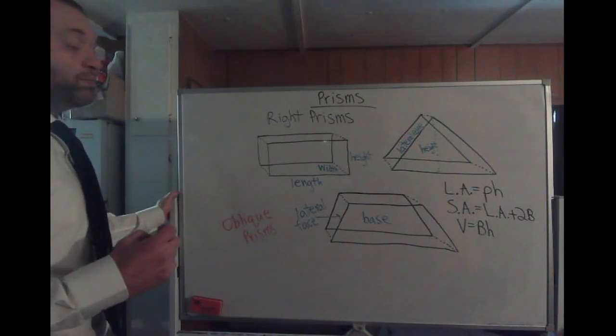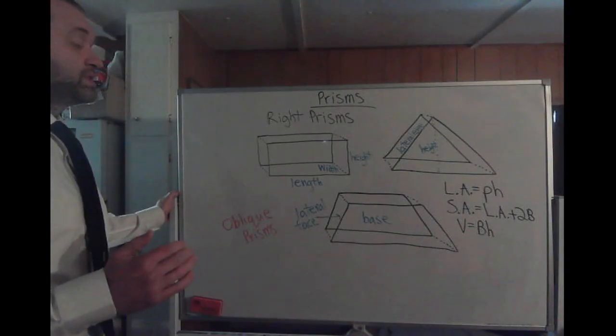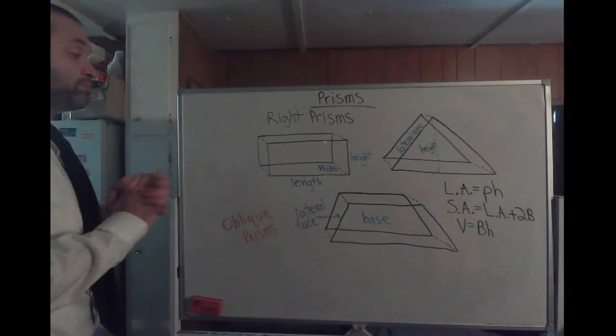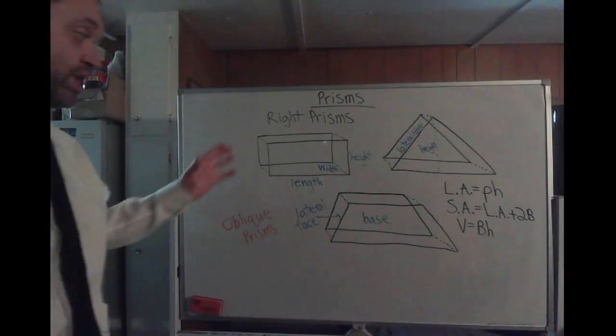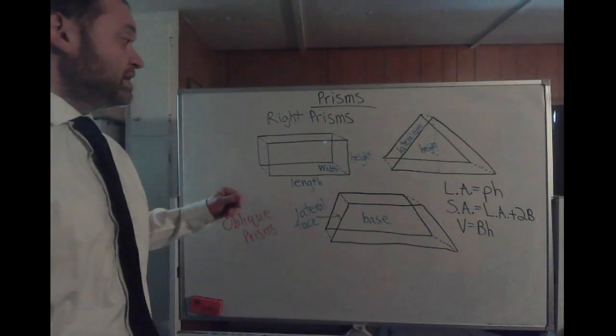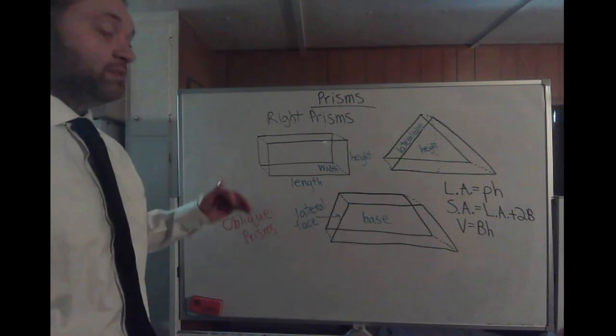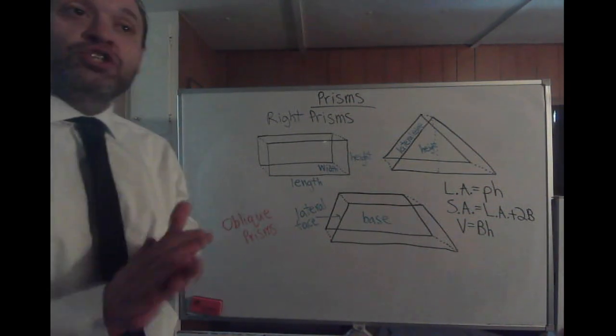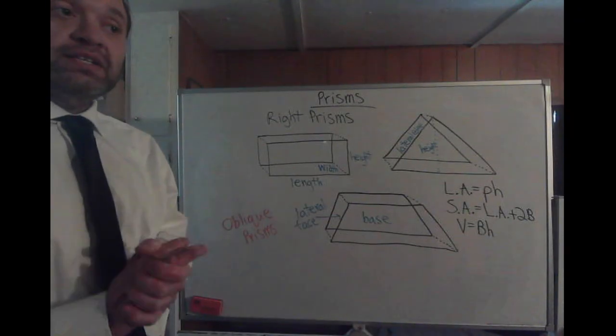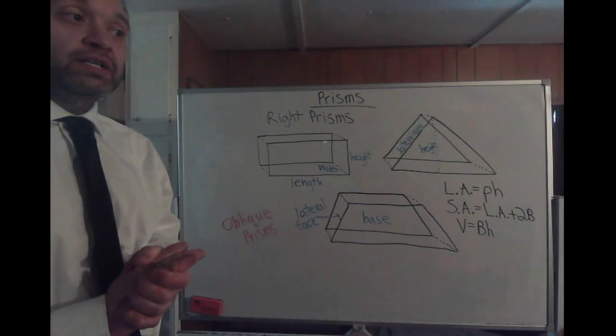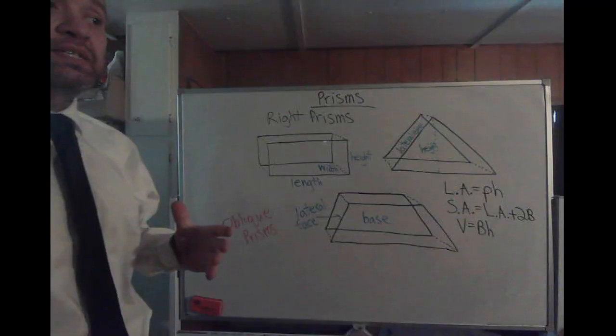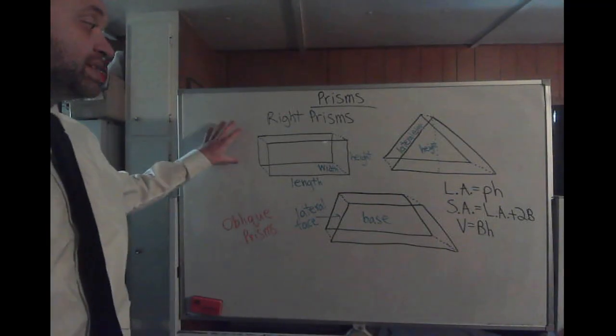So today we are talking about prisms. Now, a prism can come in all shapes and sizes, different types of bases. A prism will always have two bases. Next lesson we'll talk about pyramids, which only has one base, but prisms always have two bases.